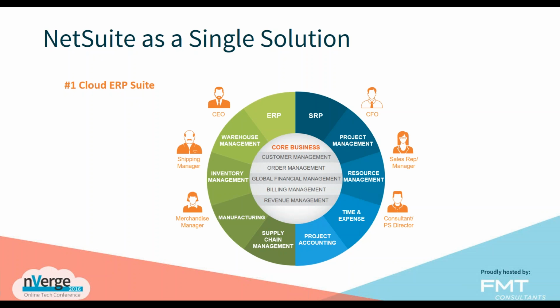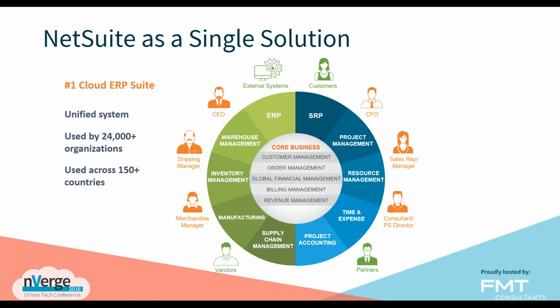Now when you consider the personnel in your organization, they can all have visibility into all this data: the CEO, CFO, your shipping manager, your salespeople, your consultants, professional services folks. And then we've seen businesses want to expand this information and give access to people outside the organization. So vendors, customers, partners, allow them access to that system as well. This is all part of NetSuite functionality, a unified system used by 24,000 plus organizations across 150 countries worldwide.